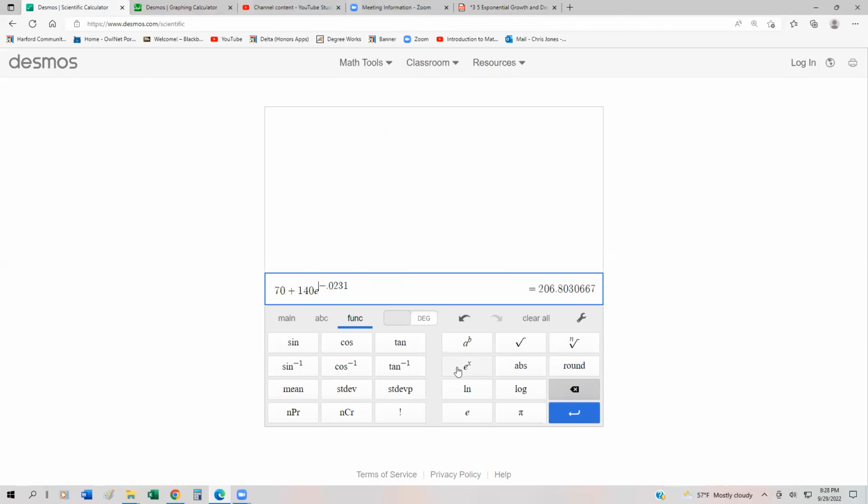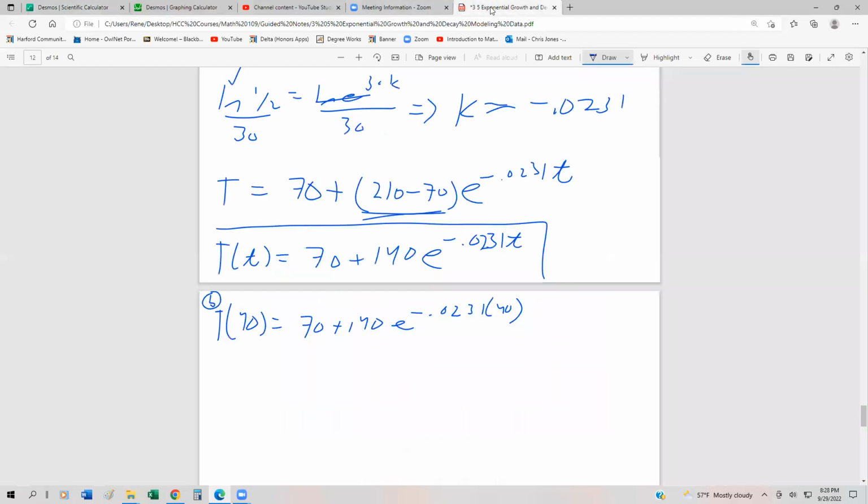I always have to put parentheses. And that's going to be 125.57 degrees Fahrenheit.